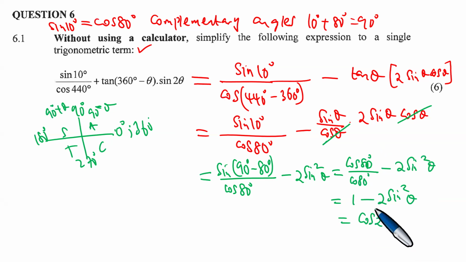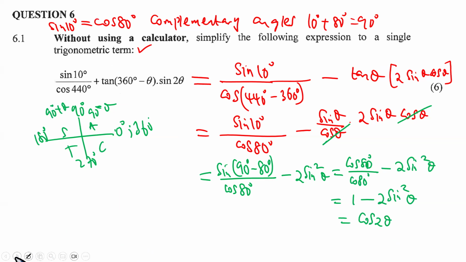There's no further simplification that is possible, because the question said without using a calculator, simplify the following expression to a single trigonometric term. And this is a single trigonometric term. And we're done. I completely solved this problem here in front of you. Okay, so we move to the next question.